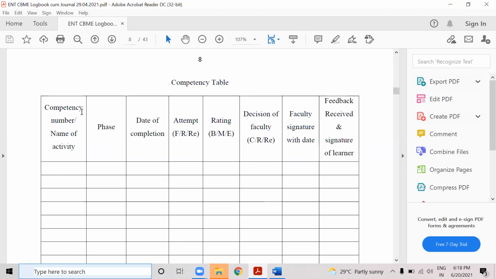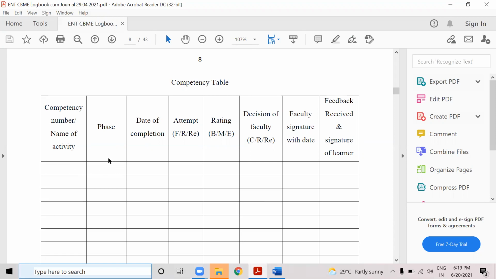So I'll explain here. The first column is the competency number, that is given in the UG curriculum volume 3 in the ENT section. EN 2.1, EN 1.1. So the code of the ENT subject is EN, and in 2.1, the 2 is the number of the topic, and 1 is the competency in that topic. So that needs to be written here, and then the name of the activity. Name of the activity, whether that competency was taught as a lecture, was it a seminar, was it a group discussion. So whatever it was, we can just mention here in a short form.